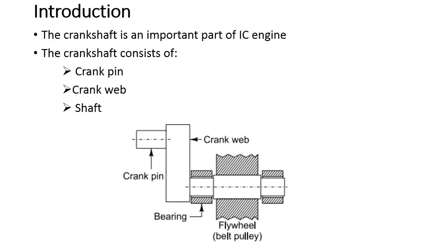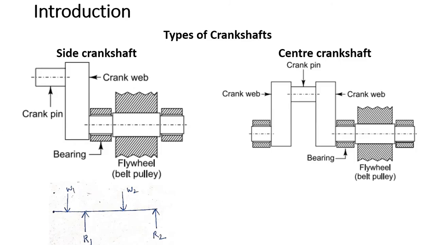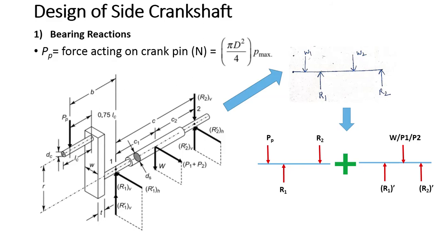The crankshaft, we already know, is an important part of the IC engine, which converts the reciprocating motion of the piston into rotary motion through the connecting rod. Basically we have three components: crank pin, crank web, and the shaft. We have two types of crankshaft: side crankshaft and center crankshaft. The design of the center crankshaft we have already studied. Now we are going to start the last part, the design of a side crankshaft.